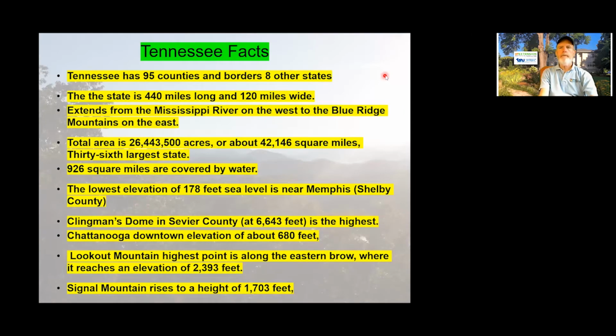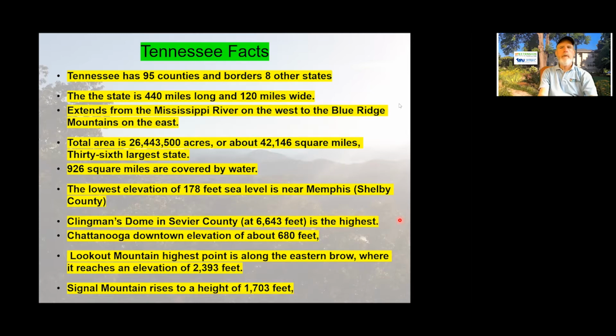Tennessee has 95 counties. We're in Hamilton County, of course, and it borders 8 other states. The state is 440 miles long and 120 miles wide. If you've ever driven the roads, you know that it's a long state. It extends from the Mississippi River on the west to the Blue Ridge Mountains on the east. Total area is 26 million acres, or about 42,000 square miles. We're the 36th largest state, and 926 square miles are covered by water. So we've got quite a bit of water in our state.